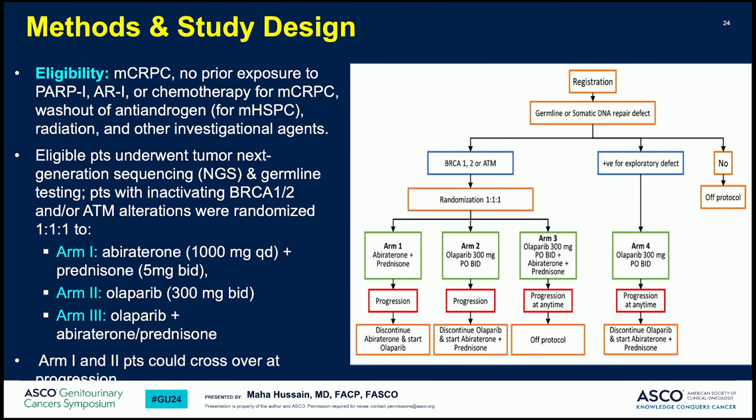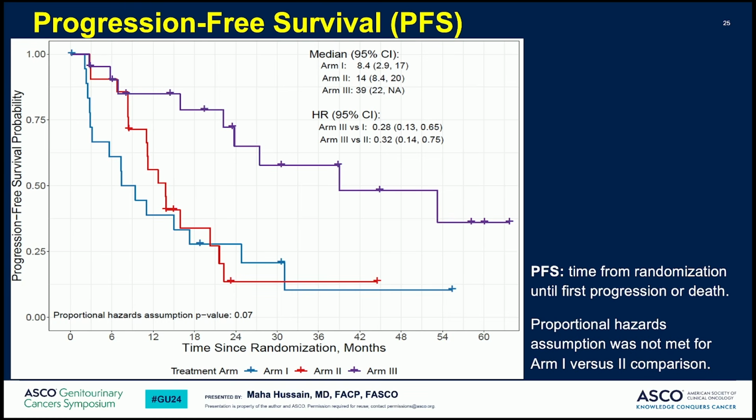So the big question is sequence, and we are using these drugs in the hormone-sensitive state. Should we still continue the anti-androgen when we add a PARP inhibitor in those patients with BRCA1, BRCA2, or ATM? We don't know. We don't have a good answer. There's some interesting data that Maha Hussain has generated, where she did a 3-arm trial of abiraterone plus prednisone versus olaparib versus olaparib plus abiraterone and prednisone, and arms 1 and 2 could cross over at progression. And as we see here, as one would expect, the progression-free survival was best in those patients who had the combination therapy.